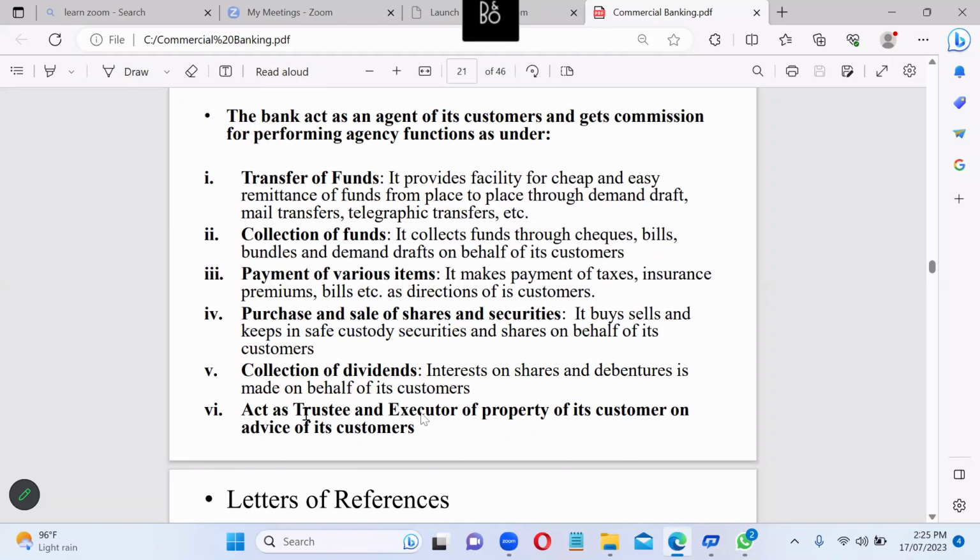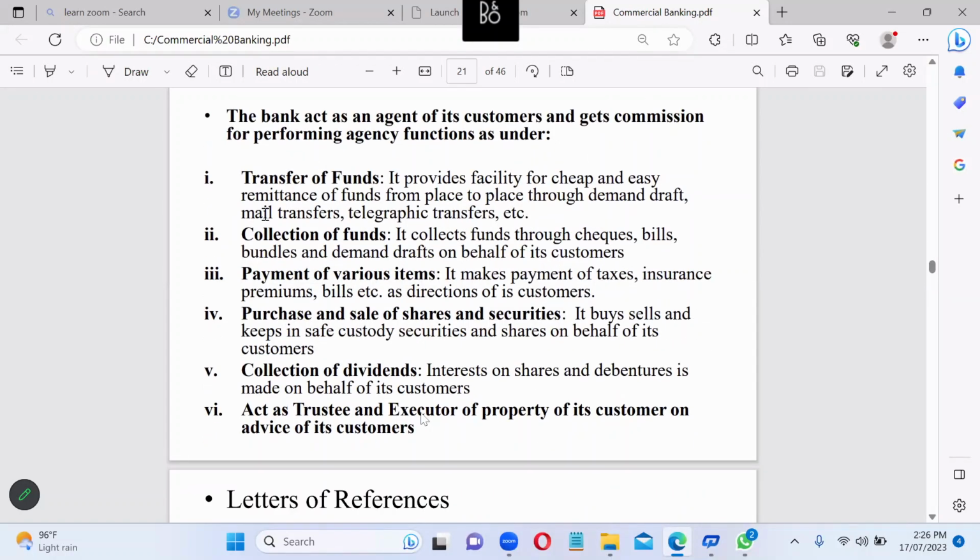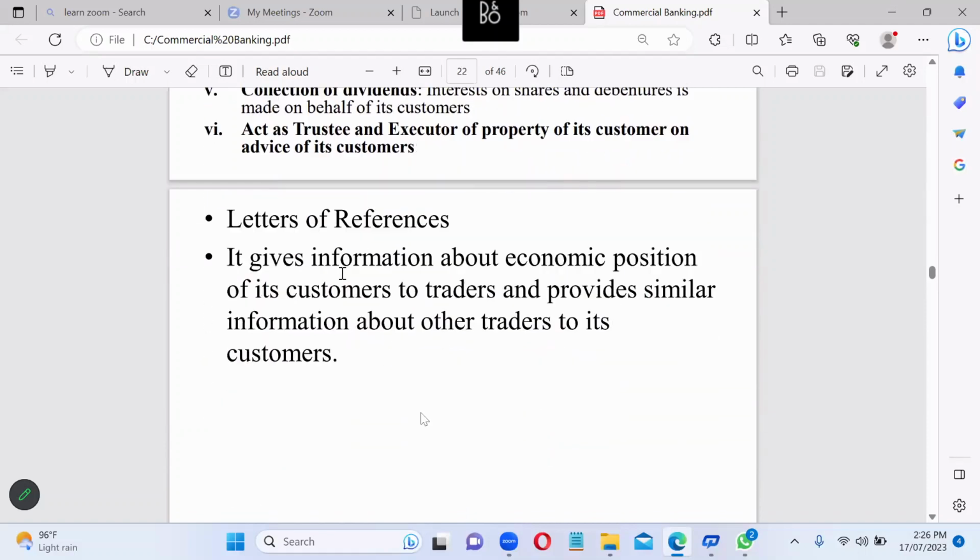Sometimes the bank acts as trustee and executor of the property of its customer on the advice of its customer. That is a normal, well-known thing. For the property, the bank is provided as the trustee for the particular customer. That is also called the agency function. The bank works as an intermediary for the two parties through these seven functions. They are performing an agency.